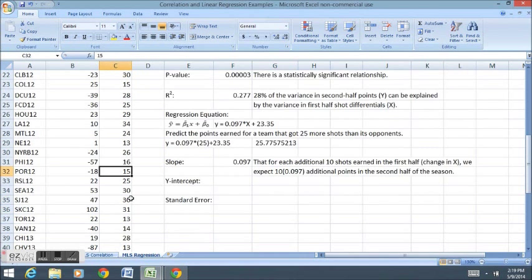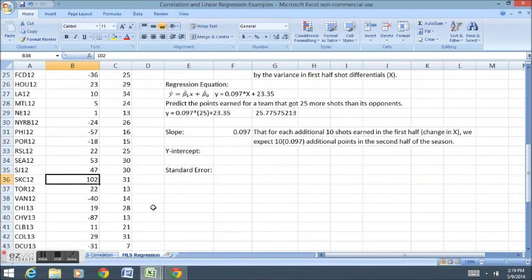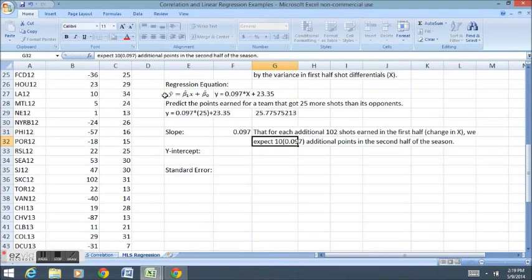You'll notice that in our data set over here, one of our best teams, Sporting Kansas City, in the 2012 season, had 102 additional shots over its opponents. In other words, it had 102 more shots than its opponents had against it. We might say for Kansas City that an extra 102 shots earned in the first half of the season expects 102 times 0.097 additional points. That's nearly 10 additional points in the end of the season over what an average team would get.